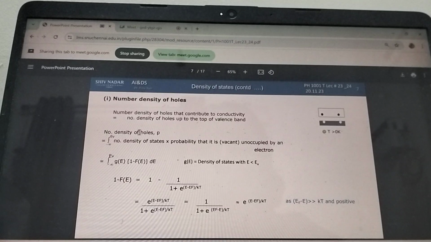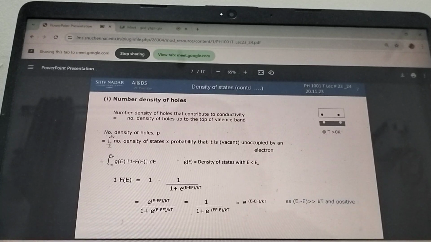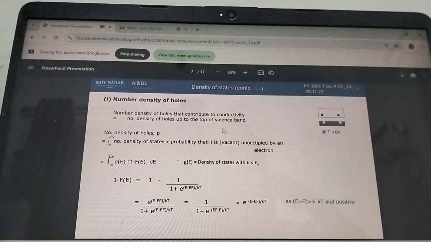The holes are present in the valence band, first of all. So the limits here will be from minus infinity to EV, where EV is the topmost level of the valence band. If you remember, for the conduction band it started from EC, the lowest level of the conduction band, and went up to infinity. For the valence band, it starts from minus infinity and comes up to EV, the topmost level of the valence band.